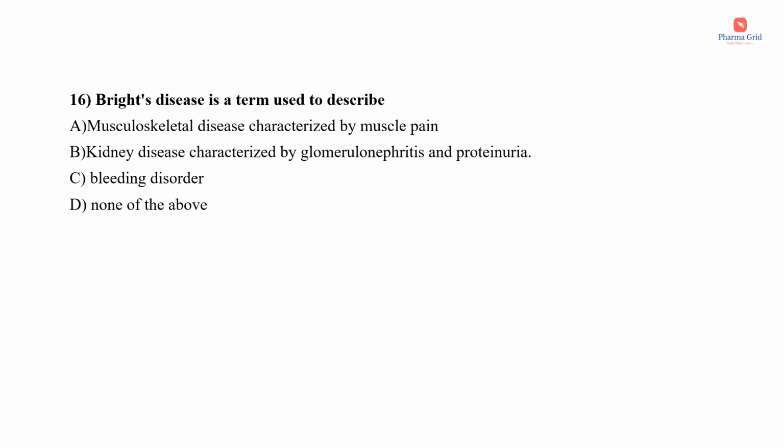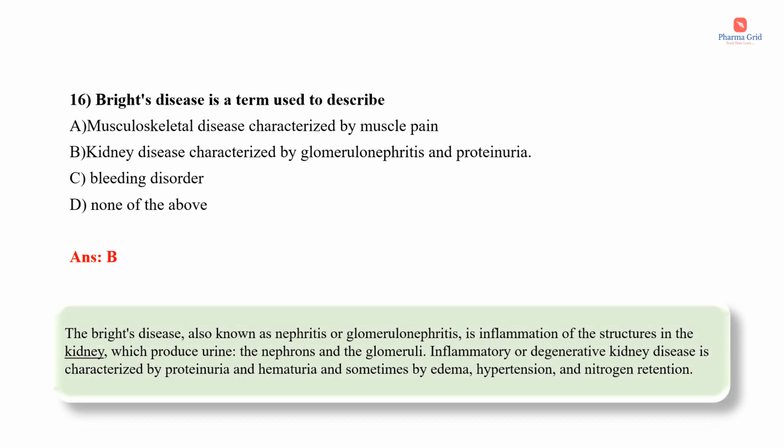So let's start with question number 16. Bright's disease is a term used to describe. The options are musculoskeletal disease characterized by muscle pain, kidney disease characterized by glomerulonephritis and proteinuria, bleeding disorder, none of the above. So here the correct answer is option B, that is kidney disease characterized by glomerulonephritis and proteinuria.